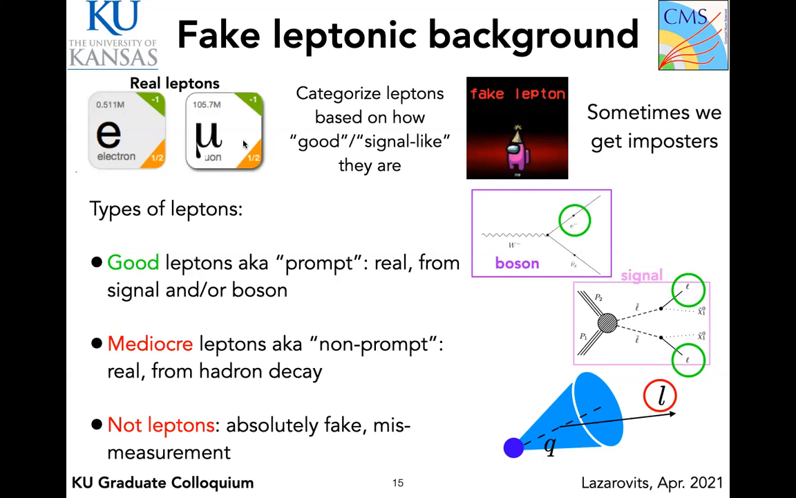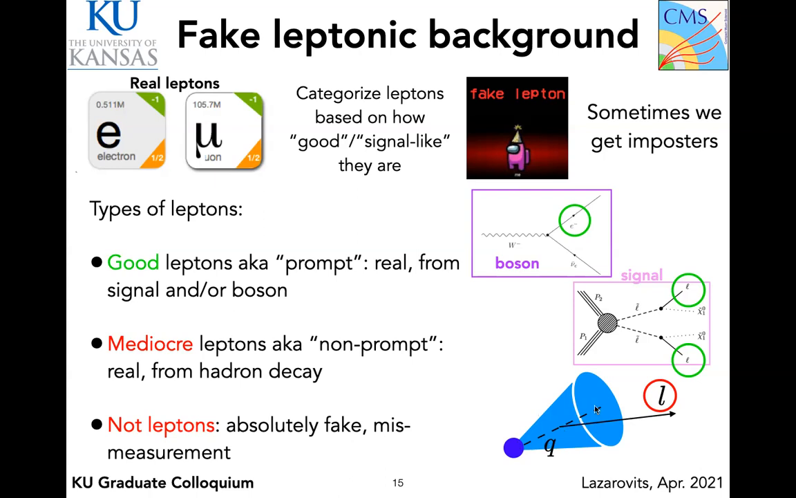And just as a quick run through of the kinds of leptons we can get in this analysis, we have these good leptons, also known as prompt leptons, and these are real leptons that come from a decay immediately of a signal particle, like a slepton, or coming from a decay of a W boson. As you can see here, the good leptons are circled in green. We can also get mediocre leptons, which are still real leptons, but they are non-prompt. So they're not coming directly from a boson or a sparticle. They're actually coming from a hadronic decay.